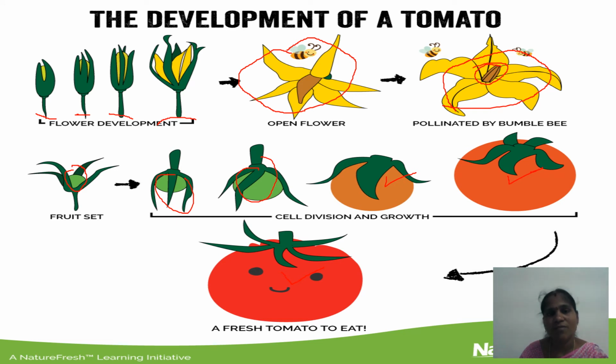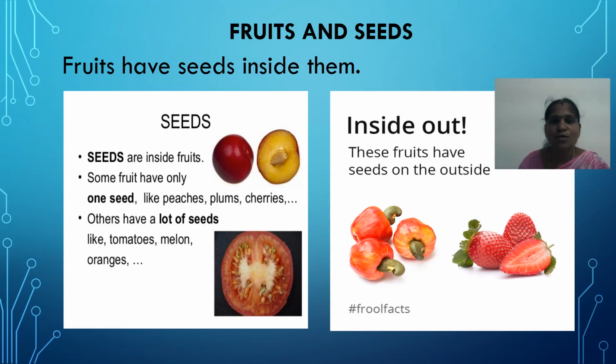In the same way, the remaining plants, whatever fruits and vegetables we are getting, follow the same process of converting flowers into fruits. The next part, fruits and seeds. After converting these flowers into fruits, what are the main functions of these fruits? Fruits have seeds inside them. The fruits hold the seeds.